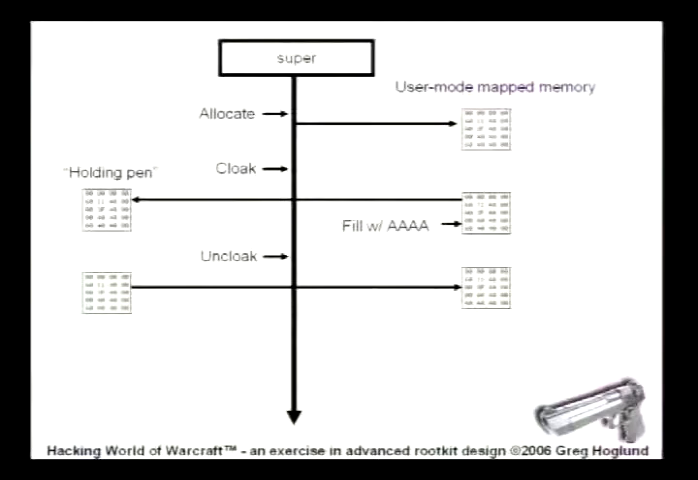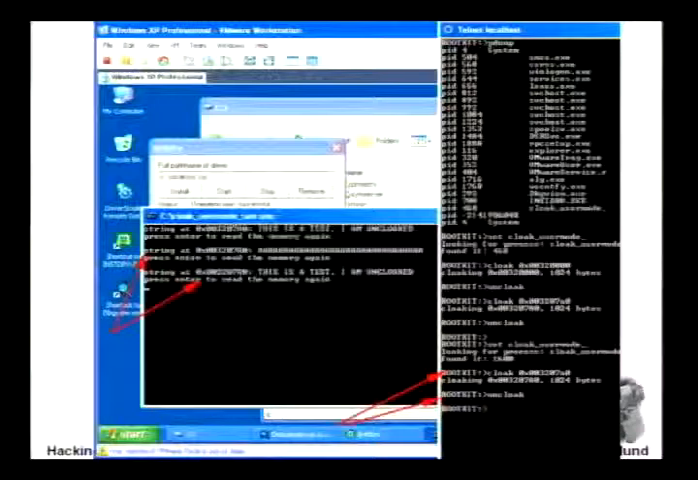Here's a small sequence chart showing how it works. The supervisor allocates the memory and puts it into user mode. When there's a cloak, we move it to the holding pen and then fill the user mode memory with A's. And then if there's an uncloak, we move it back again. Simple.